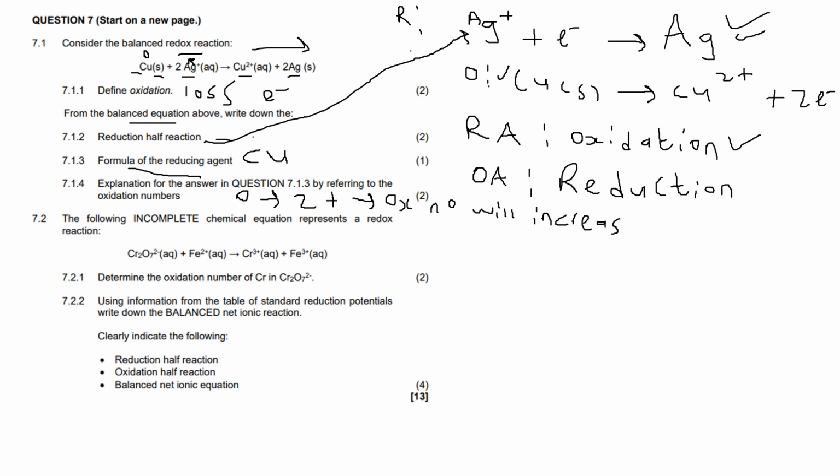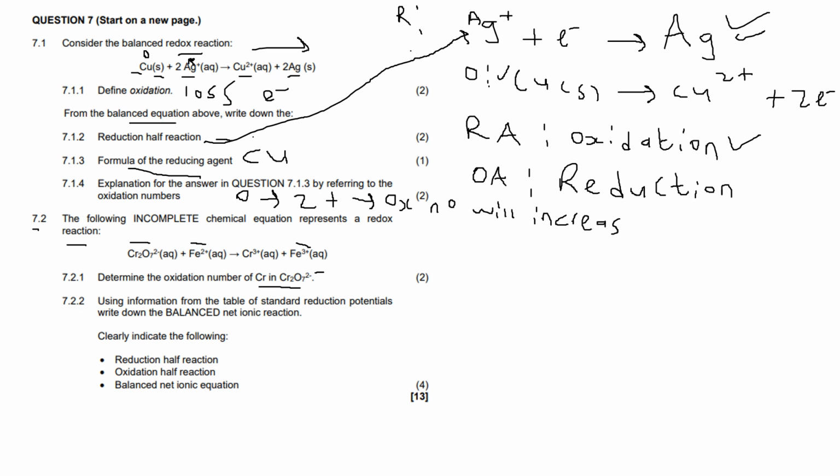Okay. Now let's go to 7.2. The following incomplete chemical equation represents a redox reaction. We're given a reaction now. We've got Cr2O7 2- reacting with Fe2+, forming Cr3+ and Fe3+. That's our reaction. Then we're being asked to find the oxidation number of Cr in the given ion. So remember, check the charge. The charge there is 2 minus.